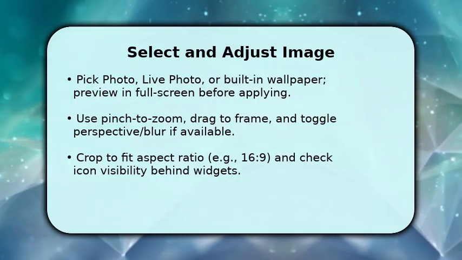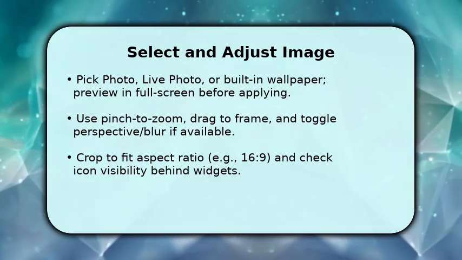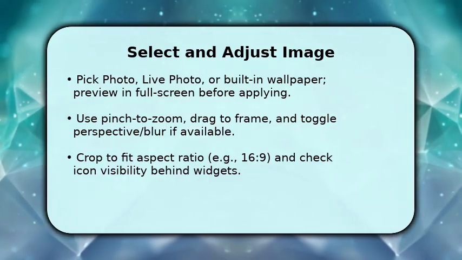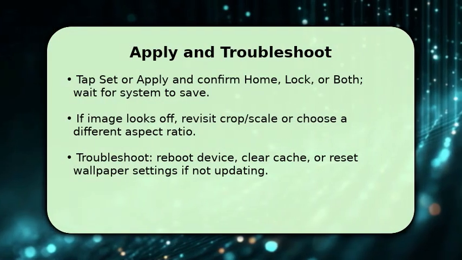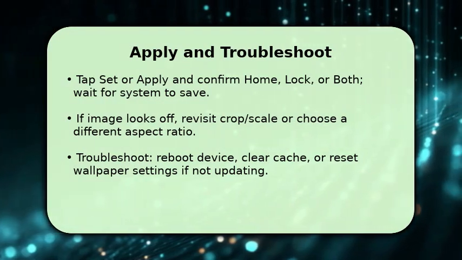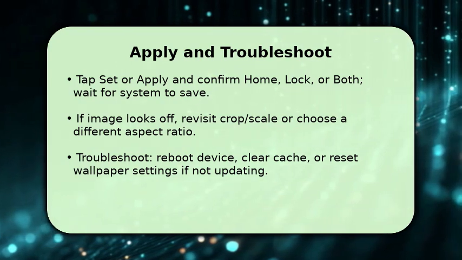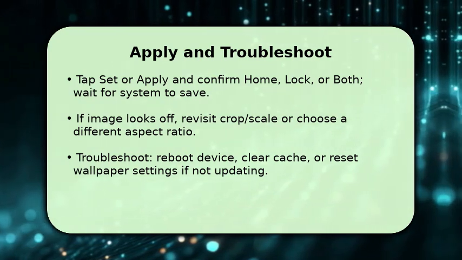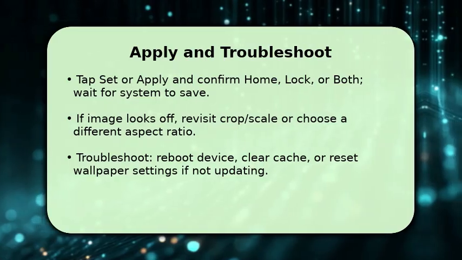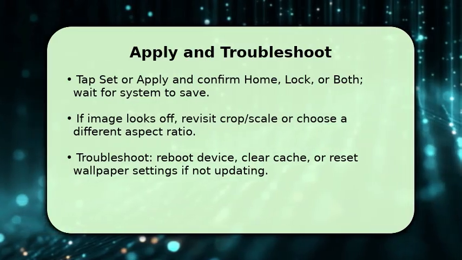These adjustments you finish by tapping Set or Apply and confirming whether it goes to Home, Lock, or both. The system saves the change immediately. After applying, inspect app icons and widgets to ensure readability. If something looks off, reopen the editor to tweak crop or switch aspect ratio.